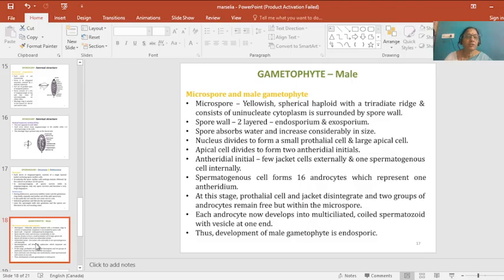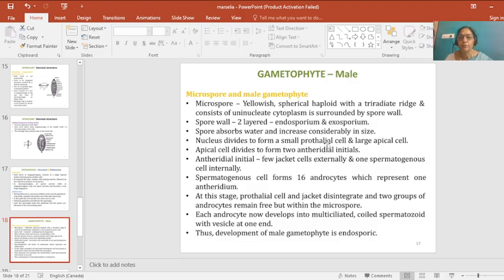The microspores which are formed in Marsilea develop into the male gametophyte. The microspores are yellowish, spherical, haploid with a triradiate ridge, and consist of uninucleate cytoplasm surrounded by a spore wall. The spore wall is two-layered, endosporium and exosporium. The spore absorbs water and increases considerably in size.